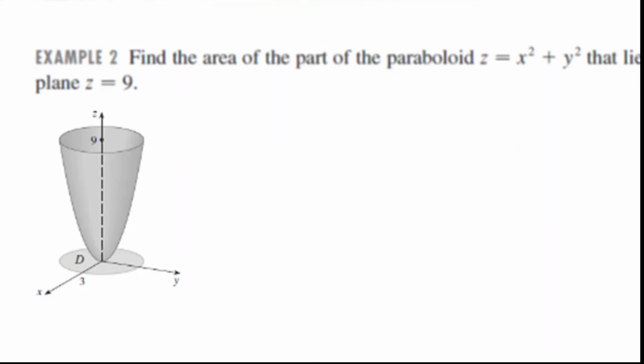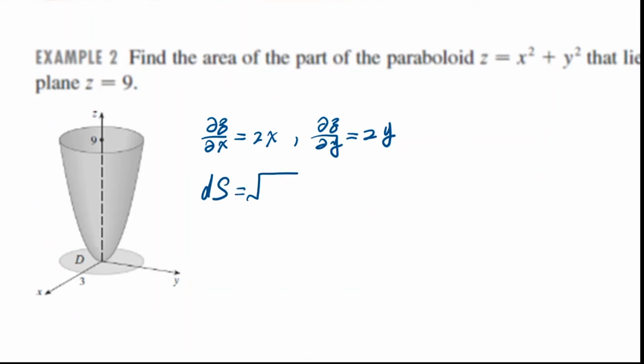Okay, so what we do here is I'm going to find the partial derivatives separately, like I always do. Partial z, partial x, of course, is 2x. And then partial z, partial y, of course, is 2y. So far, so good. Then we calculate ds. ds is the square root of this thing squared, 4x squared, plus that thing squared, 4y squared, plus 1, and then dx dy. You with me?